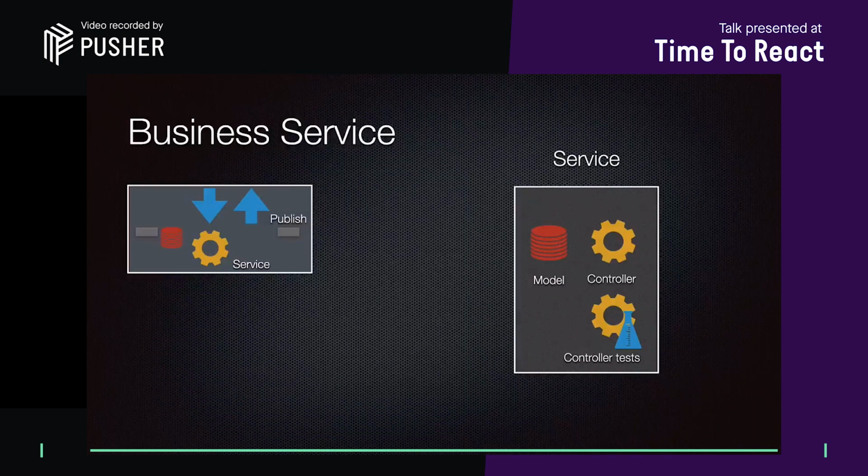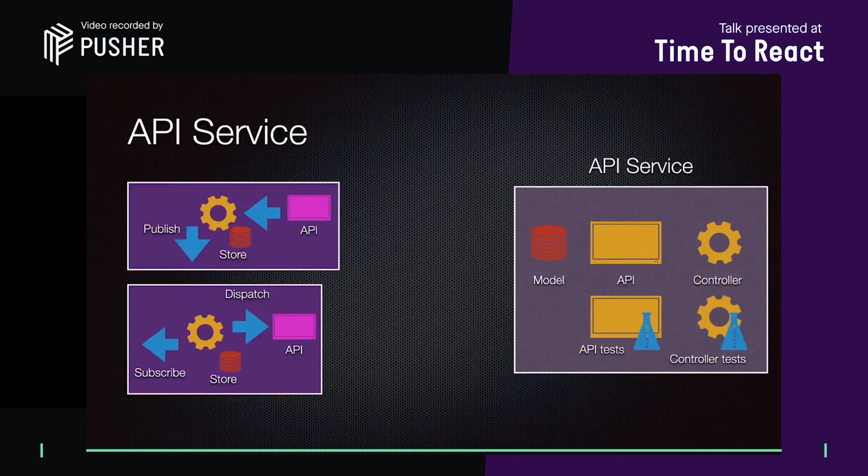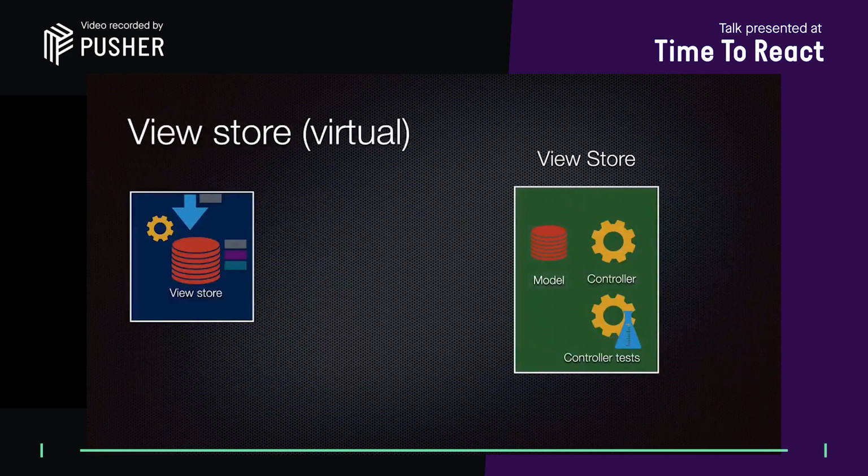The business service contains business logic and should consist of a model and a controller class. The API service should consist of a model, API, and a controller class. The controller subscribes and publishes events to the event stream. The API communicates with the API gateway. The view store is a materialized view and should consist of a model and a controller class. The controller should subscribe to the event stream.